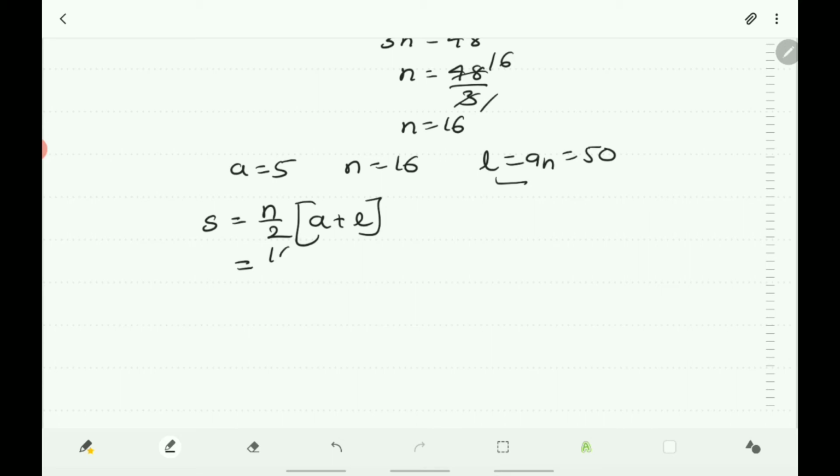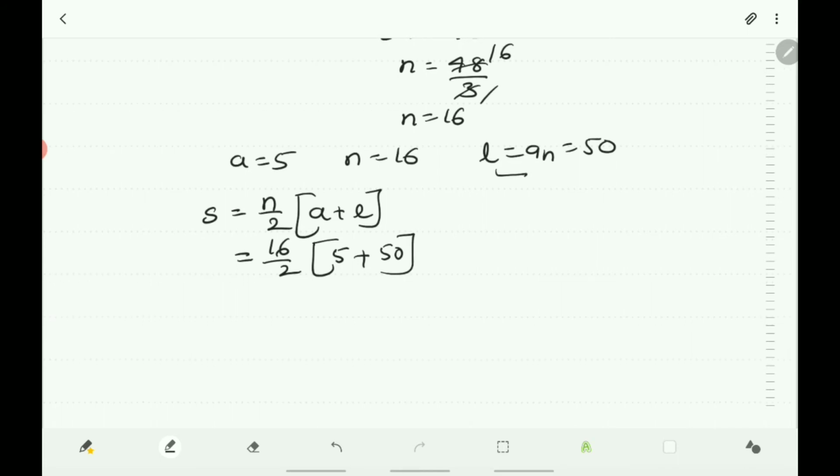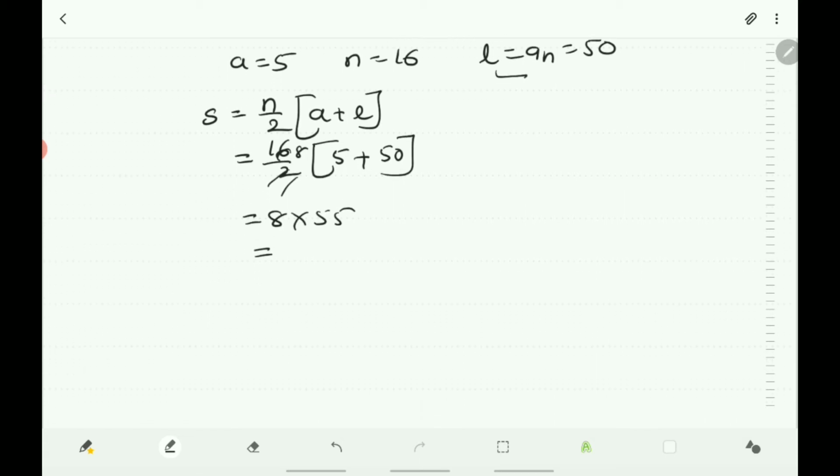n is here 16, so 16 by 2. a is 5 plus l is 50. So 2 eights are 16, and 8 into 55. 8 into 55: 8 fives are 40, 8 fives are 40, that is 440. So S is equal to 440.